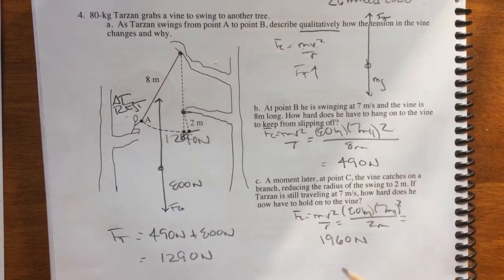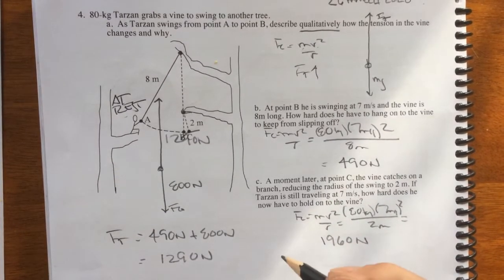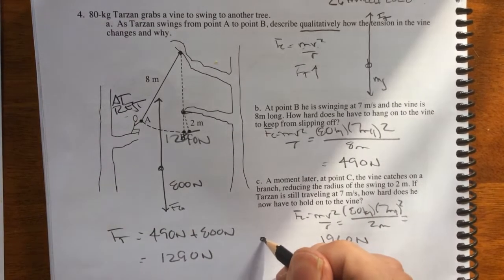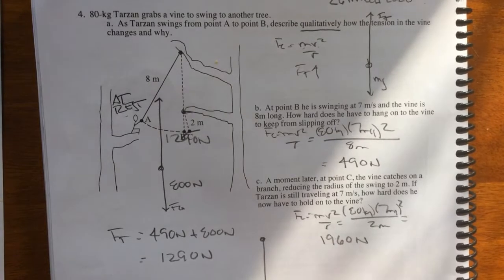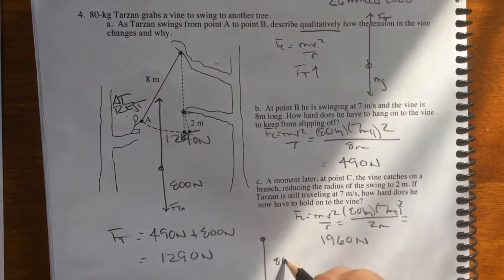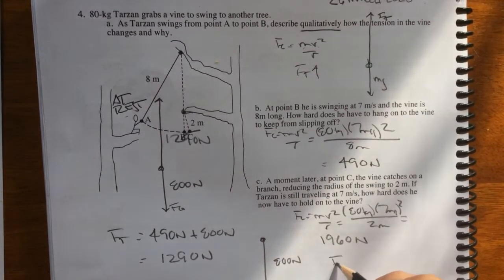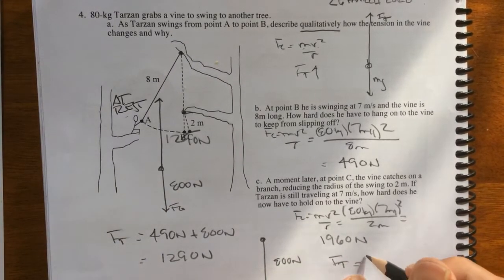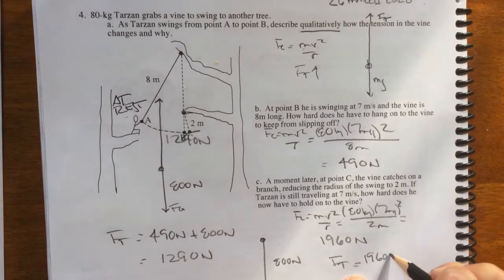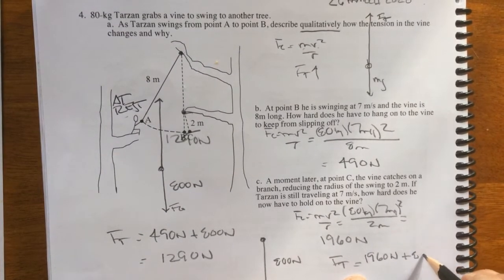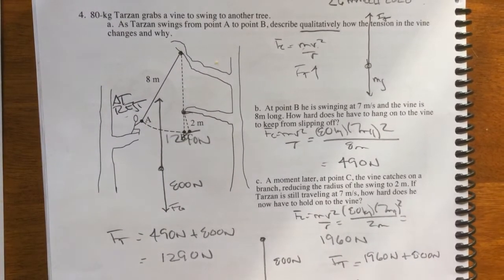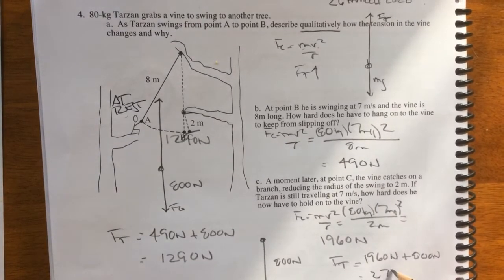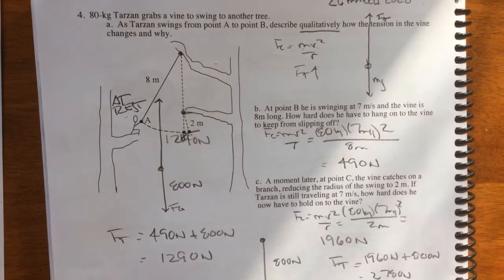1960 newtons. I'm going to knock out a quick free body diagram here. Weight hasn't changed. But now our force tension is 1960 newtons, our centripetal force, plus 800 newtons, which is going to give us 2780.